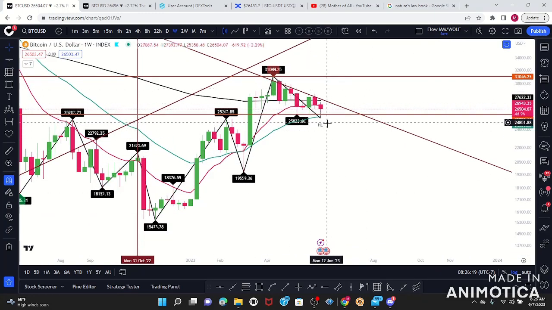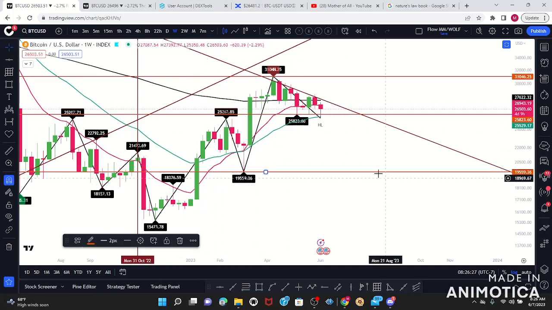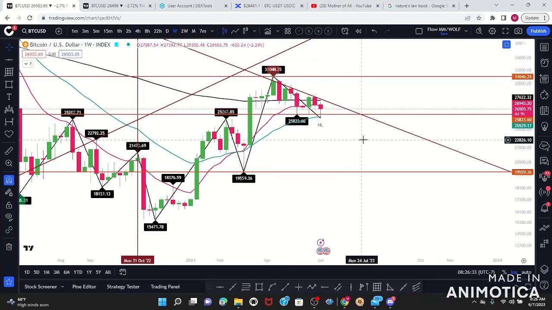And as you can see, we have officially created a new weekly low. Therefore, I'm going to mark the next low. Even though the candle is not closed and it's still a live candle, the fact that we wick down is creating a new low for me.